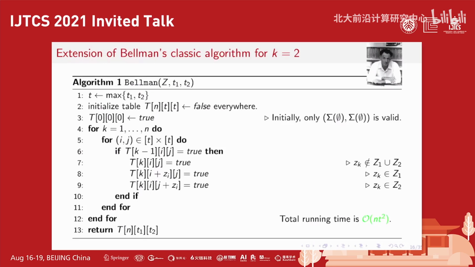Firstly, we present an extension of Bellman's classic algorithm for k equals 2, but one can extend this similarly for any arbitrary k. And we can see that the final complexity of this simple extension is O(n) times t to the k.